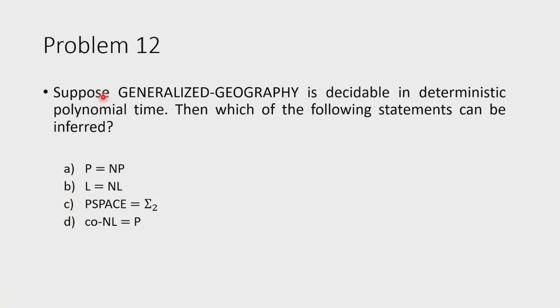So recall the generalized geography problem that you saw in class. It is a PSPACE complete problem, right? So suppose that generalized geography is decidable in deterministic polynomial time. That is, suppose that generalized geography is in P. Then which of the following statements can be inferred? The options are P equals NP, L equals NL, PSPACE equals sigma 2, and co-NL equals P. So what's the answer to this question?